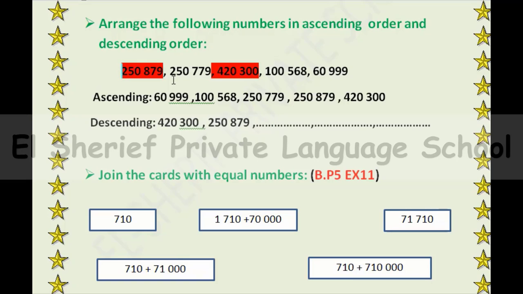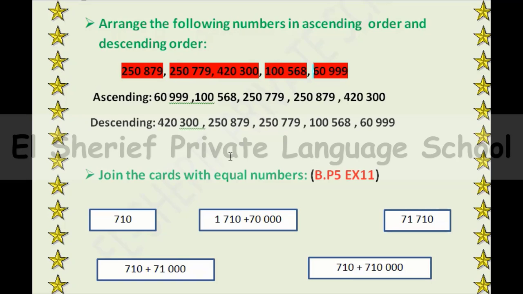As we know, we look at the greatest place value. The greatest place value here is 2 and here 1. So we choose 250,779 and cancel it. The next number we know is 100,568 and cancel it. The last one, as we know, 60,999. Okay, good job.